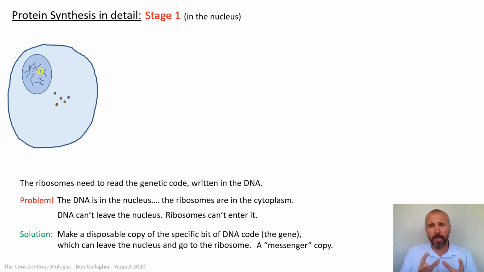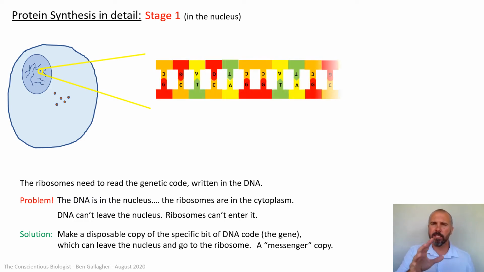Now, that new copy is called a messenger copy. If you're studying this at A level, you'll find out it's called mRNA, M for messenger, but you just need to know it as a messenger molecule. Okay, let's look at how that happens.